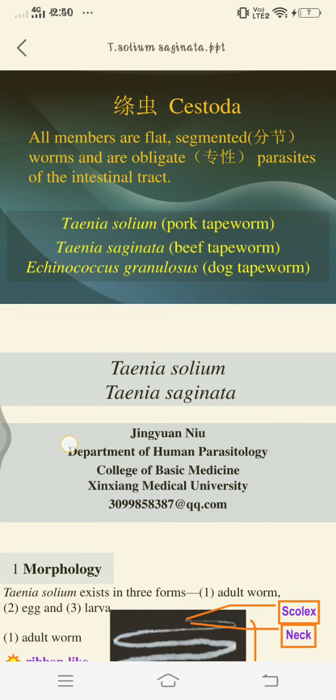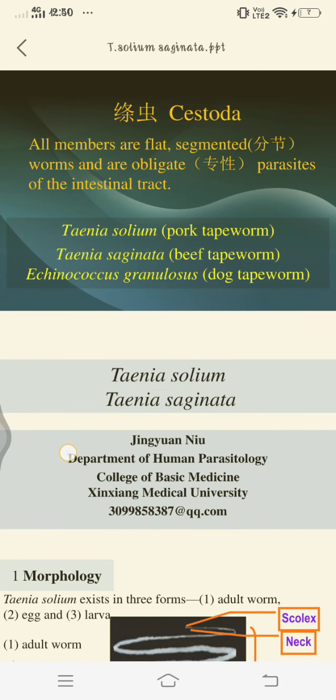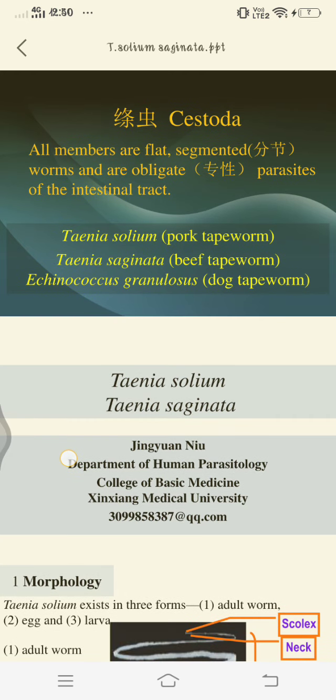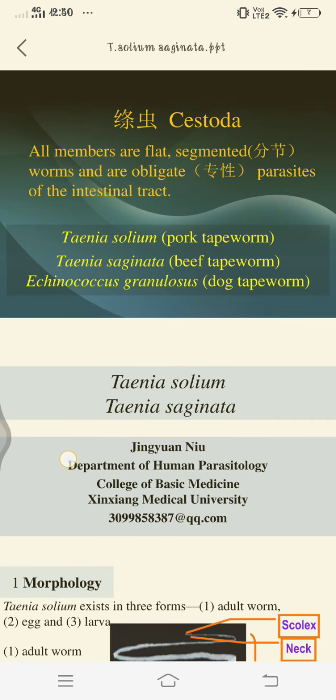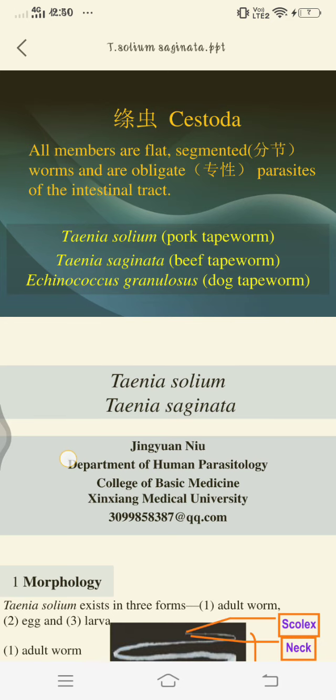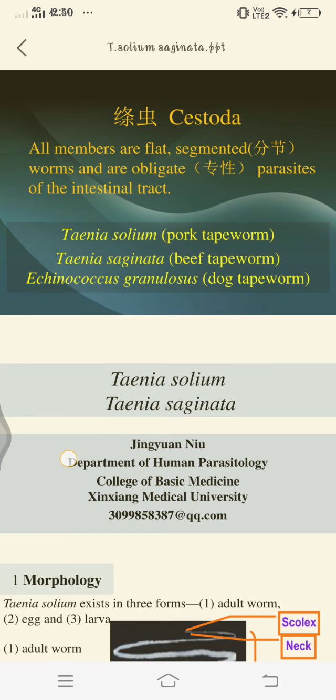In cestoda, all members are flat, segmented worms and obligate parasites, that is, they require a compulsory organism, a host, to live in, of the intestinal tract. Mainly they live in the intestine. Here we have Taenia solium, Taenia saginata, and also Echinococcus granulosus. Solium is the pork tapeworm, saginata is the beef tapeworm, and granulosus is the dog tapeworm.